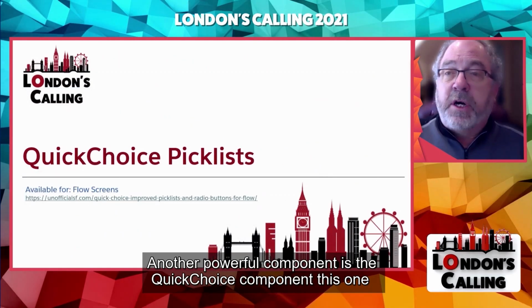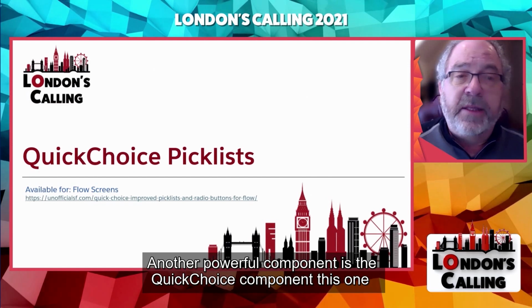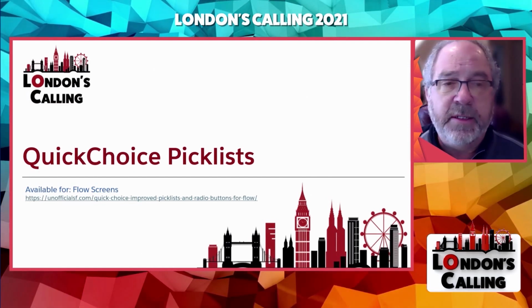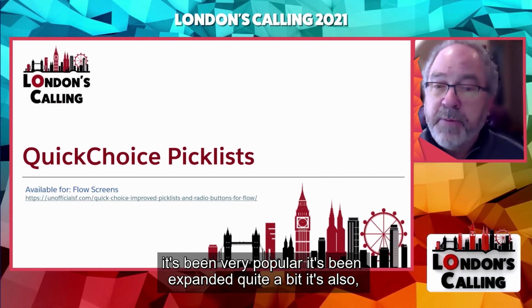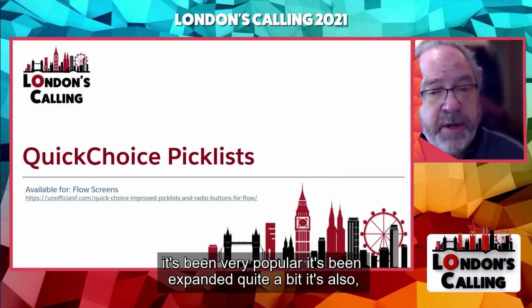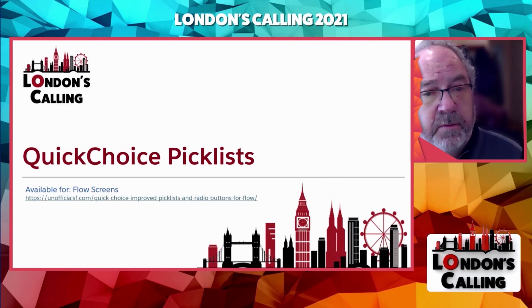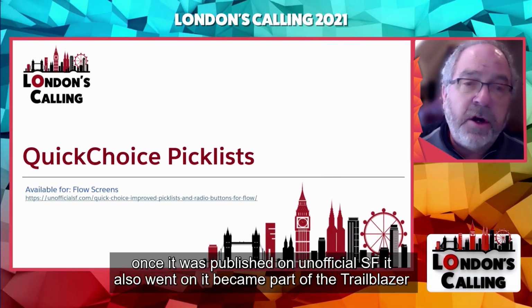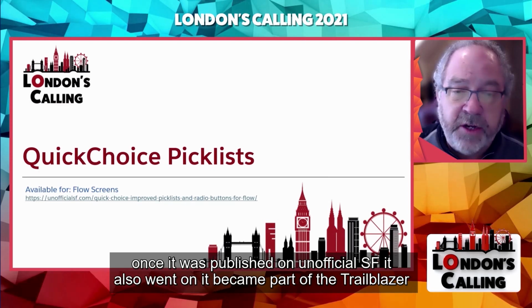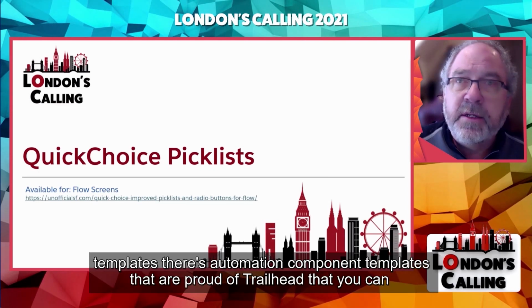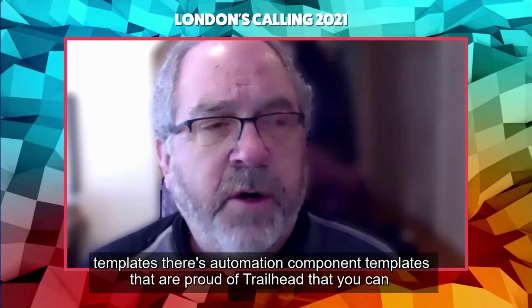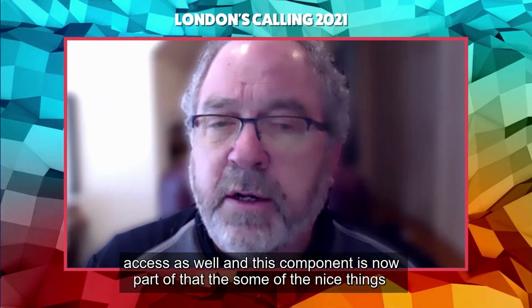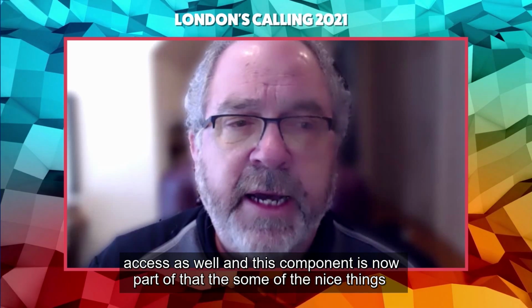Another powerful component is the quick choice component. It's been very popular. It's been expanded quite a bit. Once it was published on unofficial SF, it also went on and became part of the Trailblazer templates. There are automation component templates that are part of Trailhead that you can access as well, and this component is now part of that.